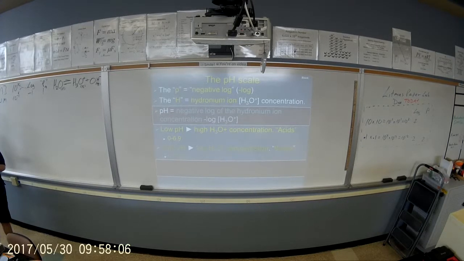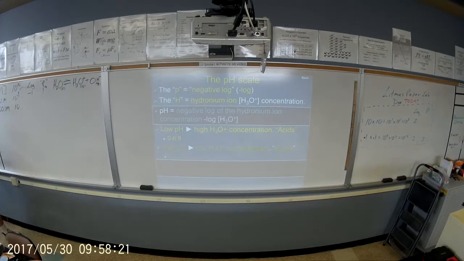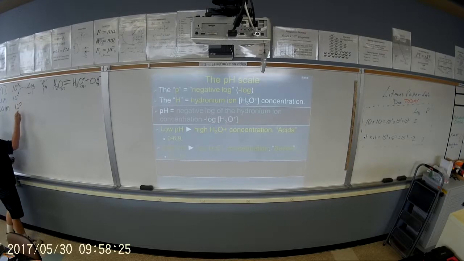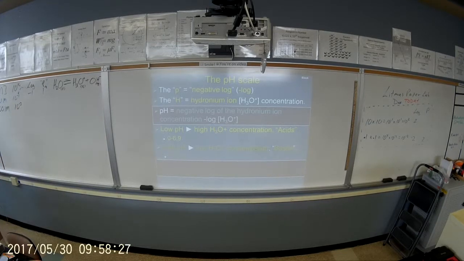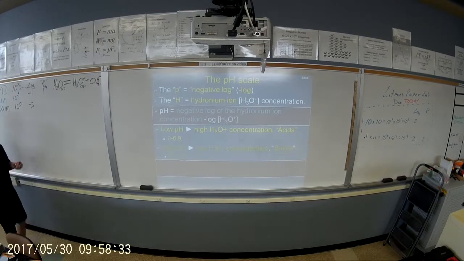Continue our pattern. If you had a solution that had a concentration of 0.001 molar, that would be equivalent to 10 to the what power? Negative 3. 1, 2, 3. 10 to the negative 3 power, which means it would have a logarithm of what? Negative 3, and a P of what? 3. Exactly. So you're seeing the pattern.